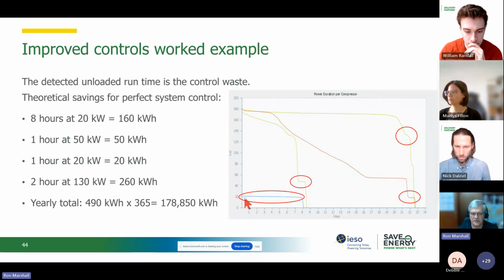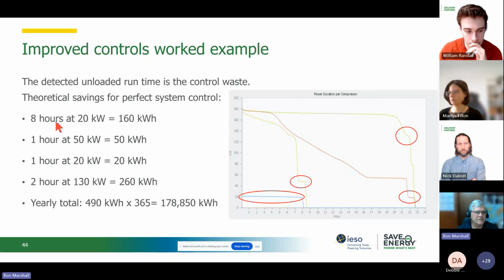And this big one, right? We already looked at this. This compressor is running unloaded for a long period of time. So I can even just, this is graduated in hours, right? I can figure out during that period of a day, right?